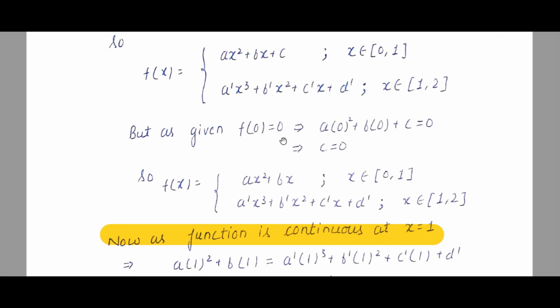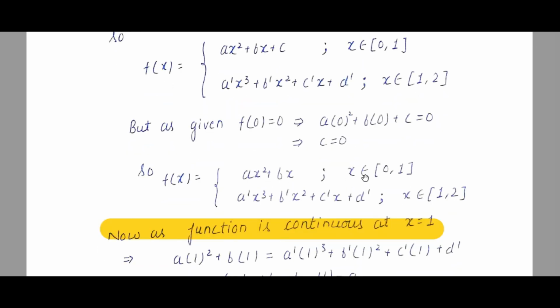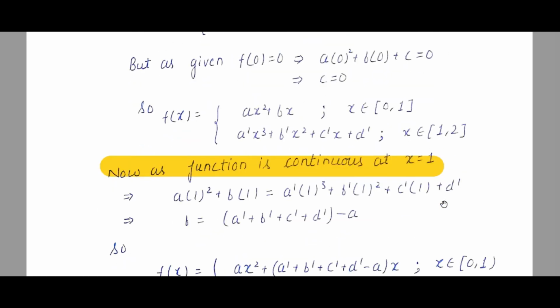But as given, f(0) = 0, and at x = 0 we have this polynomial, so a·0² + b·0 + c = 0, and this implies c = 0. So our f(x) = ax² + bx, as c is 0, for x belonging to [0, 1], and a'x³ + b'x² + c'x + d' when x belongs to [1, 2].